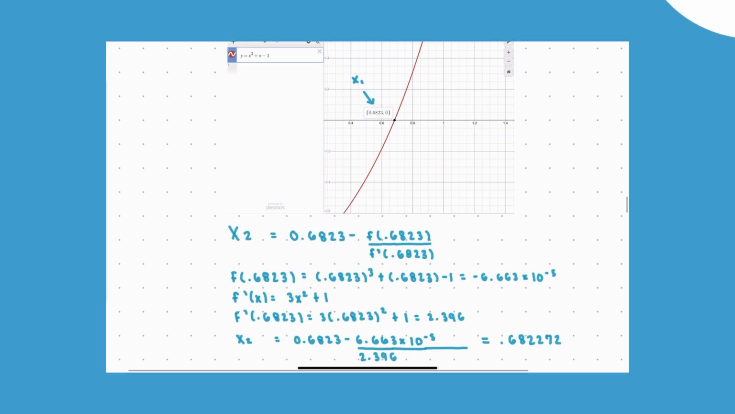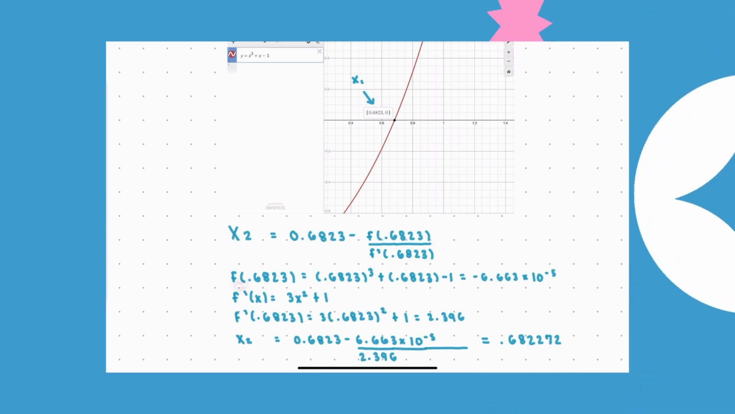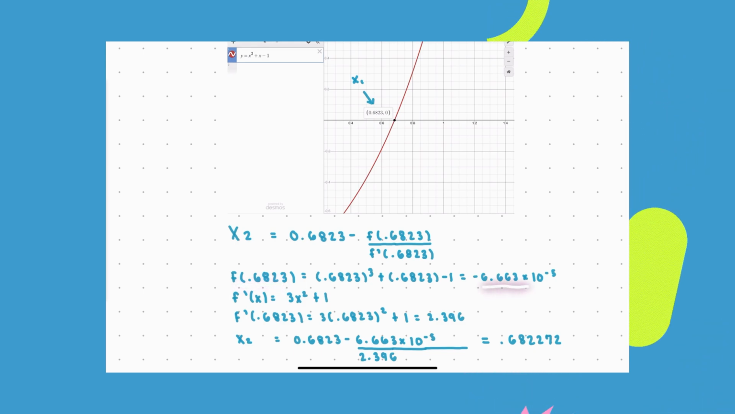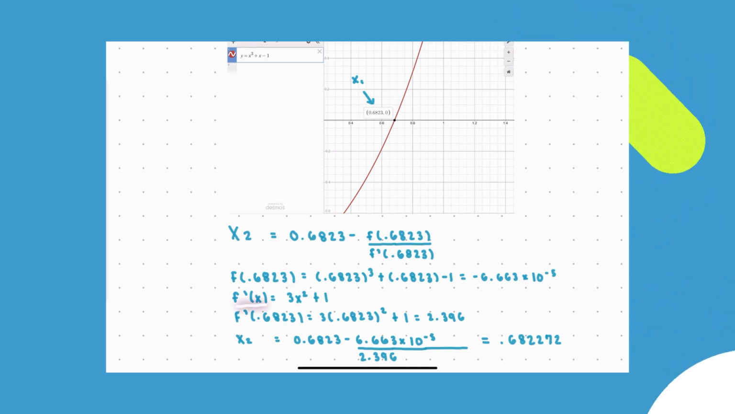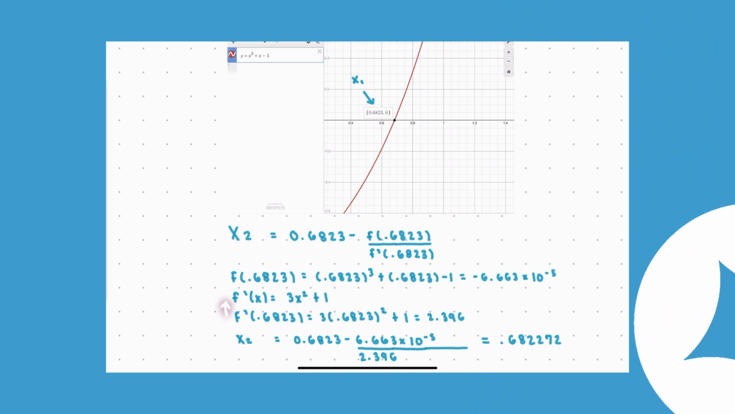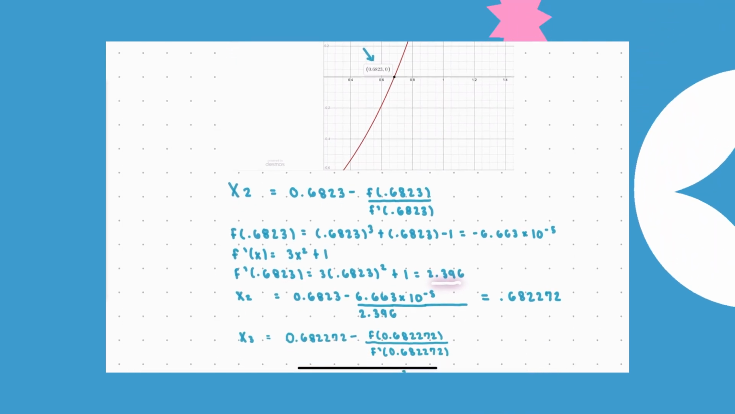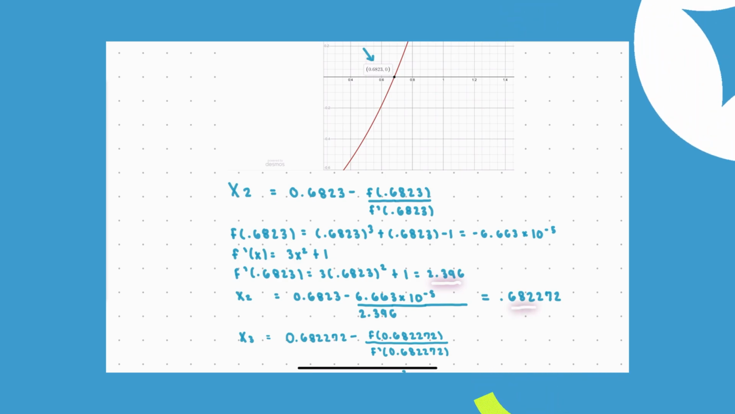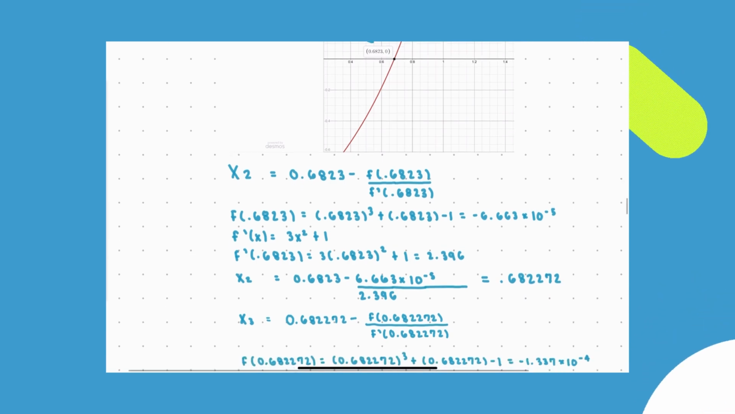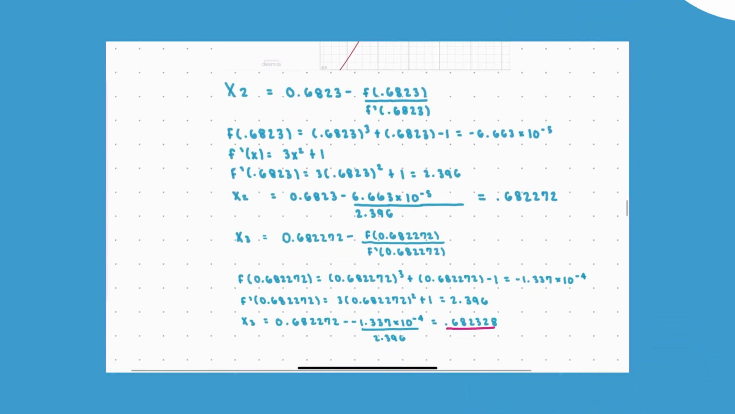After that, we found f of 0.6823 divided by f prime of 0.6823. So, we plug in 0.6823 into our original equation to get negative 6.663 times 10 to the negative fifth. Next, we found the derivative equation of the original equation, which was 3x squared plus 1. We plugged in 0.6823 into this equation to get 2.396. We then divided both of those values up, the original and the derivative, and then we subtracted it by 0.6823, which gave us 0.682272. That is our second guess, and we'll be using that for the third guess.